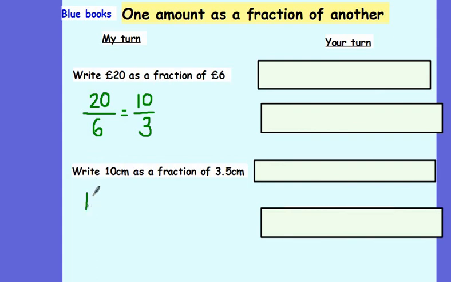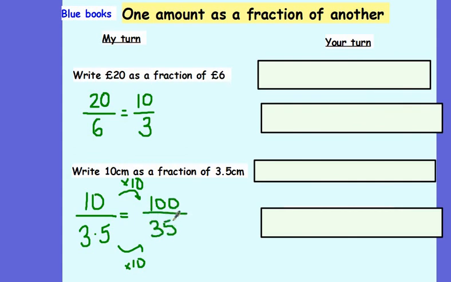For the next one, I'm looking at 10 out of 3.5. We don't like decimals in our fractions, so what do I need to do to the top and the bottom, Ben? Multiply by 10, very wise. Multiplying by 10 gives me 100 out of 35. I can simplify that by dividing top and bottom by 5, which gives me 20 out of 7. So we say that 10 centimetres is 20/7 of 3.5.